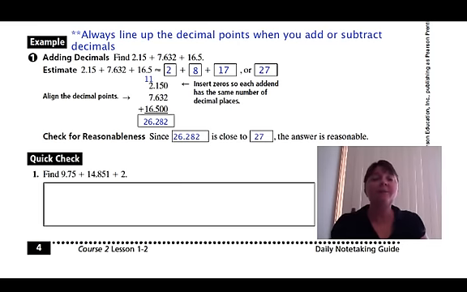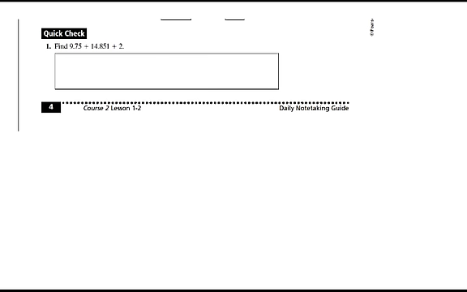Pause the video at this time if you need more time to copy down the notes. You want to make sure you get everything copied into your notes. Don't forget to record questions you have along the way so that tomorrow you have a question to ask in class. Now I want you to try this problem on your own.